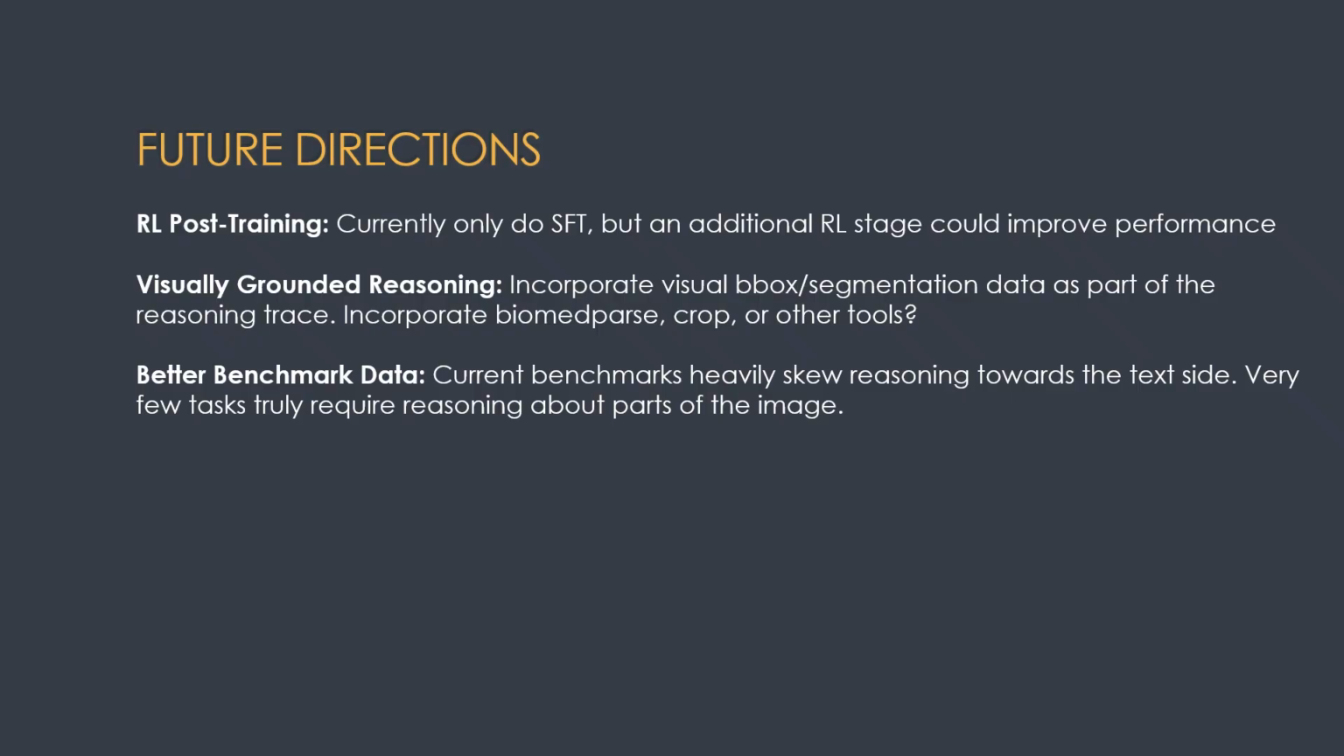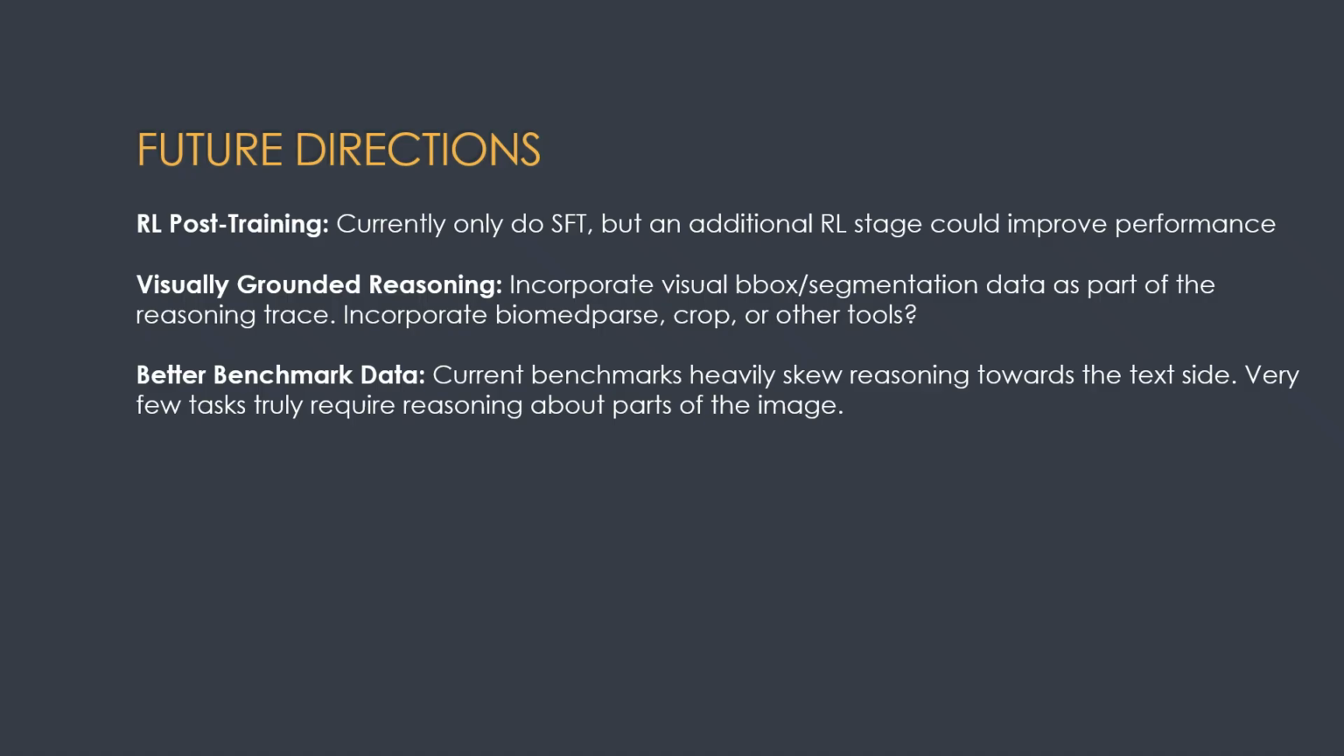While conducting our training and experiments, we observed a few directions for future work. First, we think adding an RL stage on top of our SFT model should be much more practical since we now have a strong SFT baseline. Another thing we want to consider is visually grounded reasoning. Right now our models only output text reasoning and basically reference the image or talk about it at a high level, but we'd like to see if it can also include bounding boxes or segmentation masks within its reasoning trace.